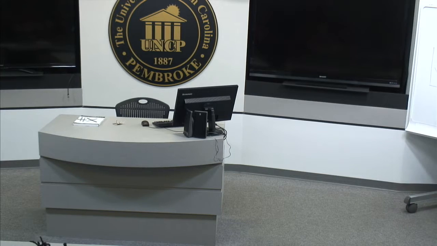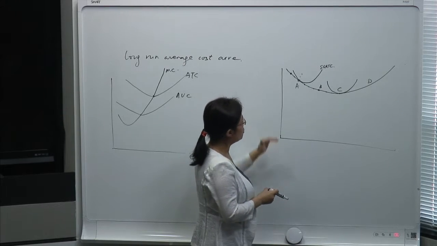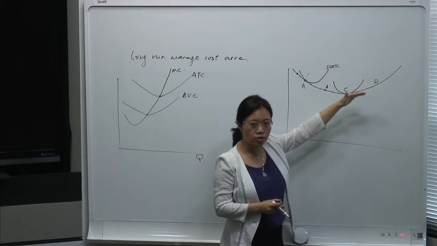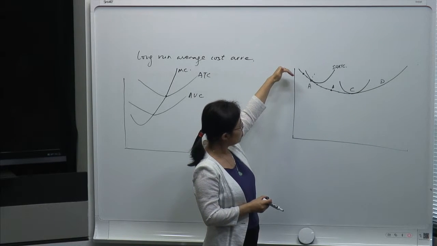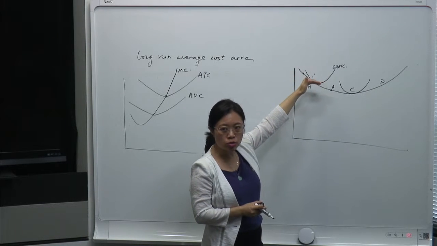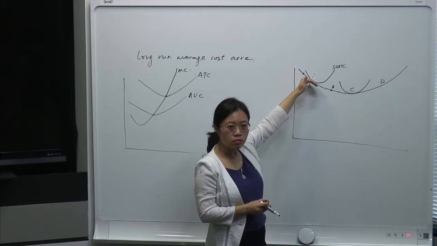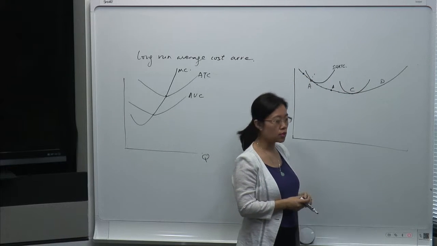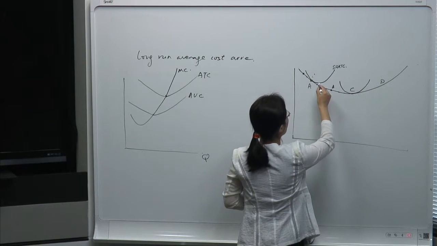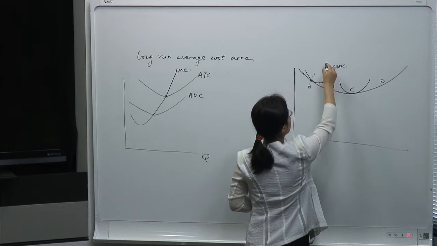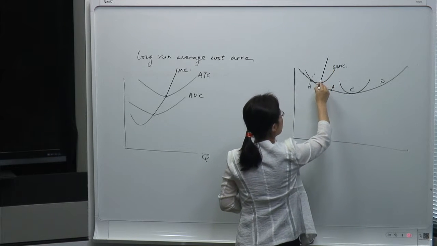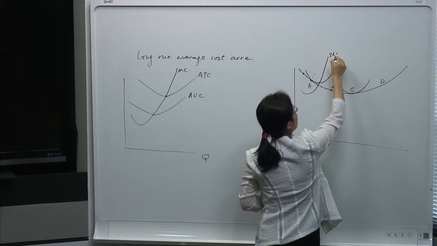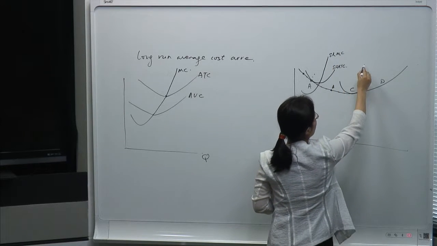Okay, so you can tell, as you move in this direction, the position of the short-run average cost curve changes, right? I'm going to put a short-run marginal cost curve here as well, okay?